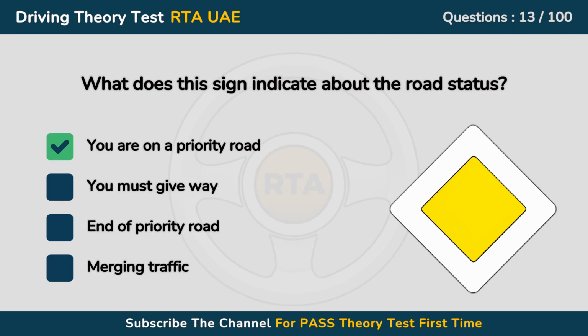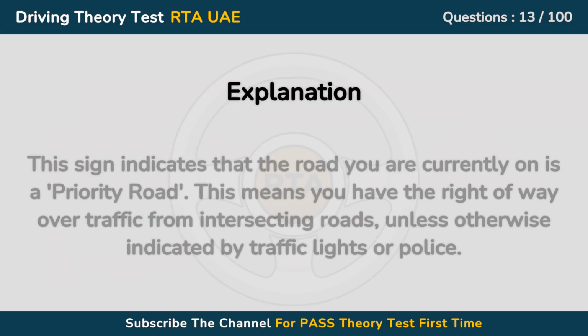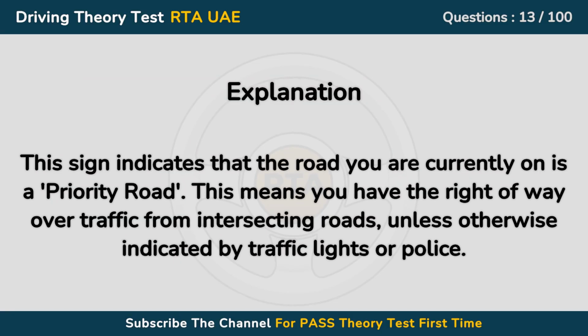Answer is A. You are on a priority road. This sign indicates that the road you are currently on is a priority road. This means you have the right of way over traffic from intersecting roads, unless otherwise directed by traffic lights or police.